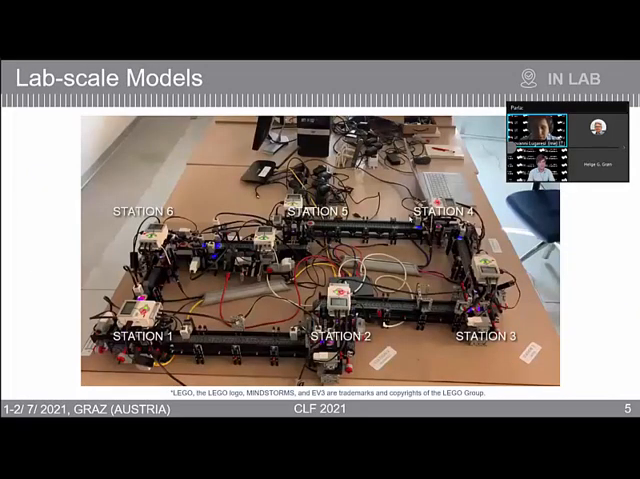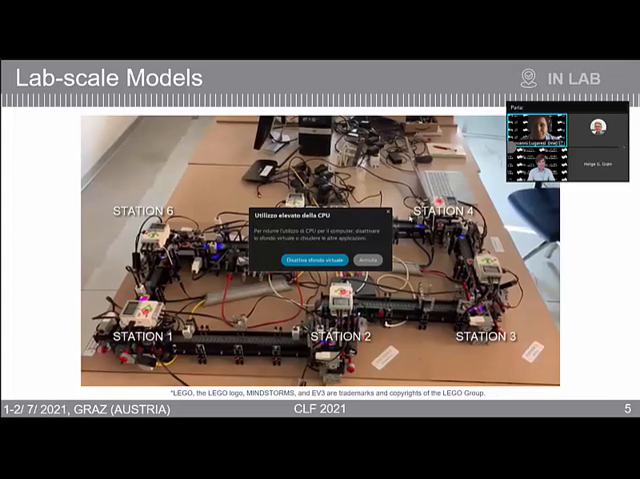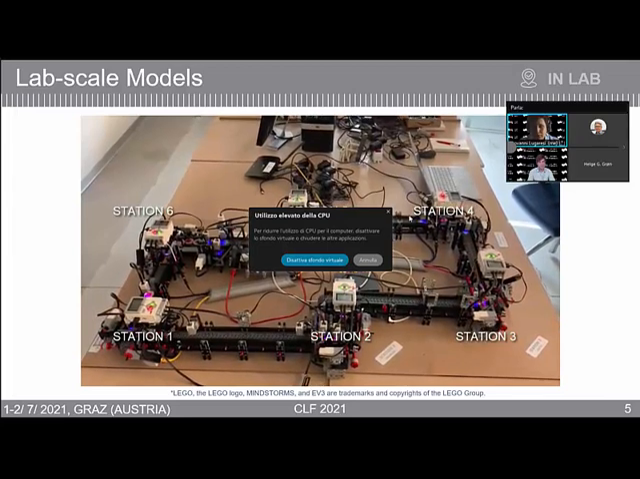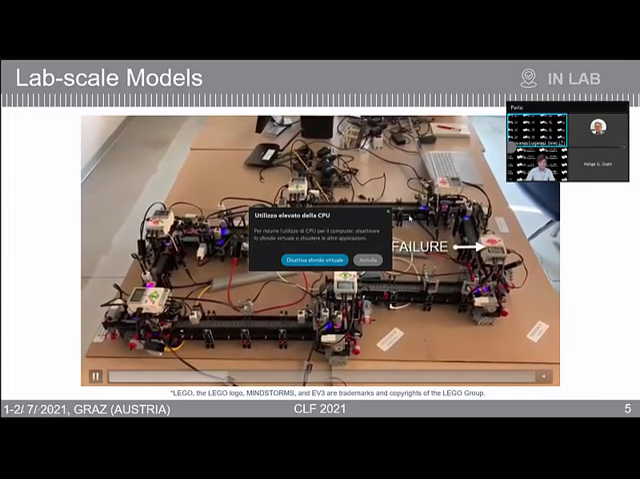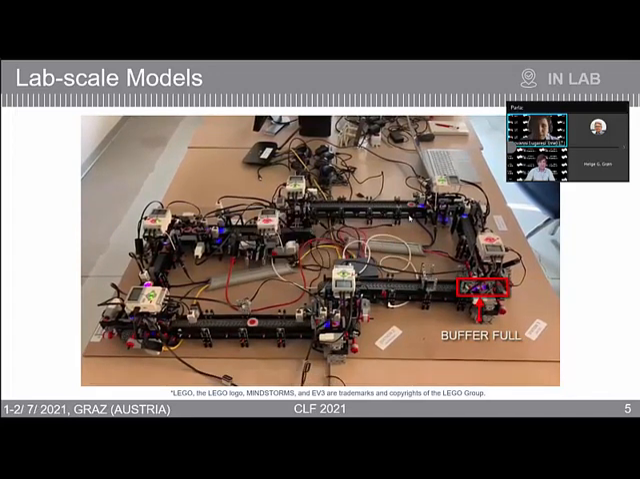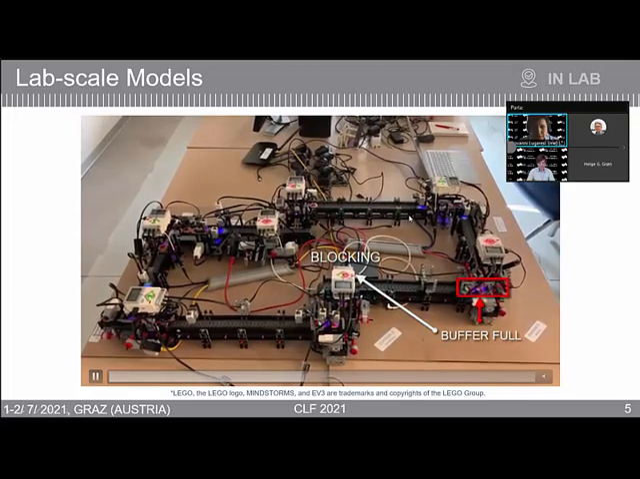Here is one of the models that we have developed. I see also the videos. The stations are built with Lego and we can recreate the dynamics of a real system. Basically we can recreate the material flow, we can build a real manufacturing system.